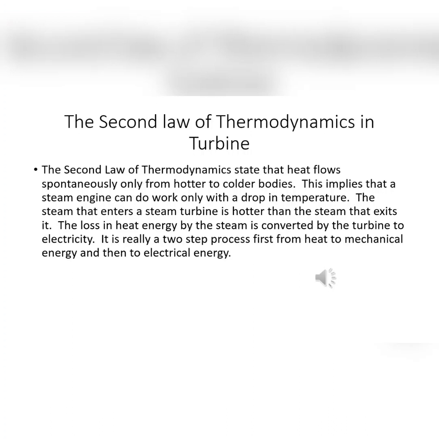And for the second law of thermodynamics in a turbine, the second law states that heat flows spontaneously only from hotter to colder bodies. This implies that a steam engine can do work only with a drop in temperature. The steam that enters a steam turbine is hotter than the steam that exits it. The loss in heat energy by the steam is converted by the turbine to electricity. It is really a two-step process, first from heat to mechanical energy, and then to electrical energy.